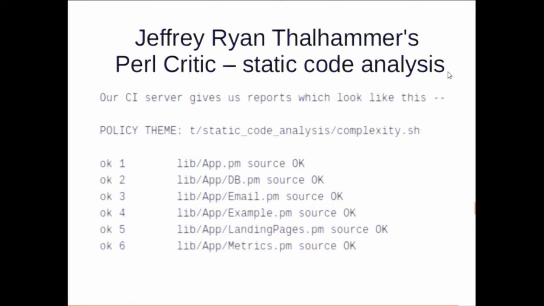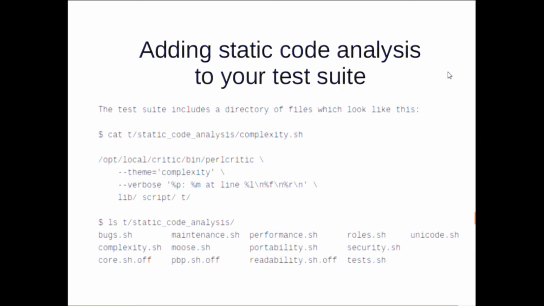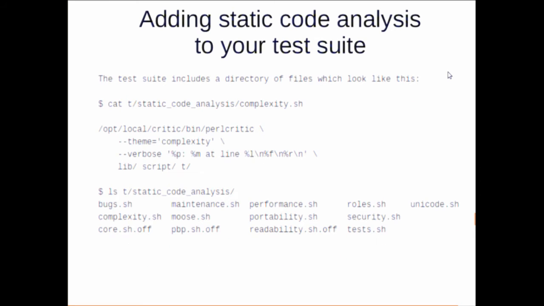Jeffrey Thaltheimer has a couple of modules, a couple of development tools that are a part of this. And one of them is Perl Critic. And this is what the output looks like from the test suite that I'm doing. This is my static code analysis, it's a bunch of shell scripts. A couple of these are turned off because I wasn't ready to resolve the errors that they were throwing. But essentially, I'm running Perl Critic.